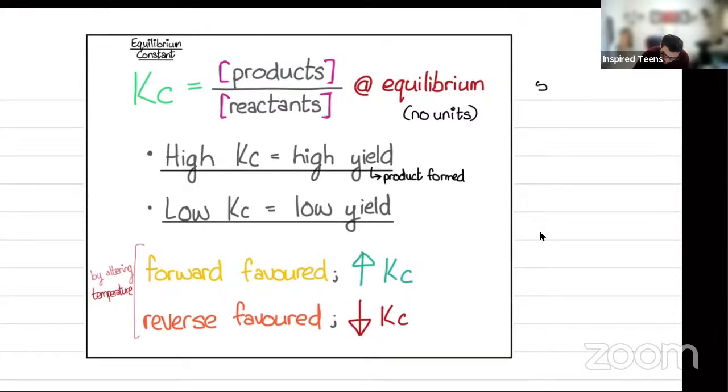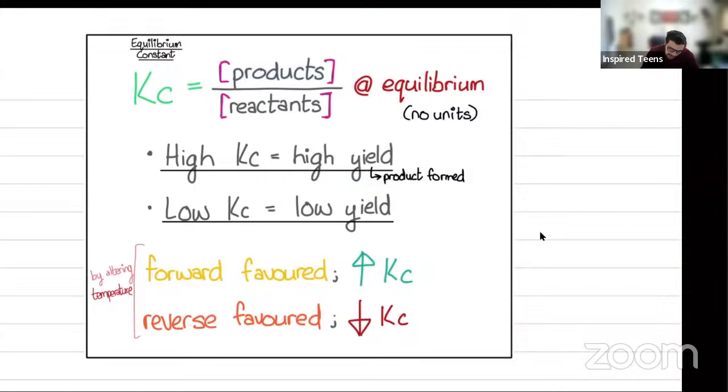For example, if I have 5/10 compared to 15/10, which one is a bigger number? This is 1/2, and this is 3/2. So this is actually 0.5, and this is 1.5. So clearly a higher numerator results in an overall higher value. Always remember that a higher numerator results in an overall higher value, and a higher denominator would mean a lower value. So high Kc comes from having a high numerator, which means high products, which means high yield.